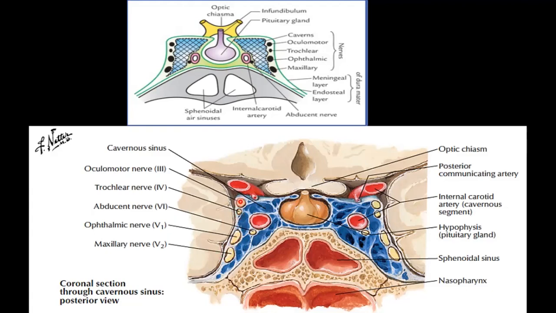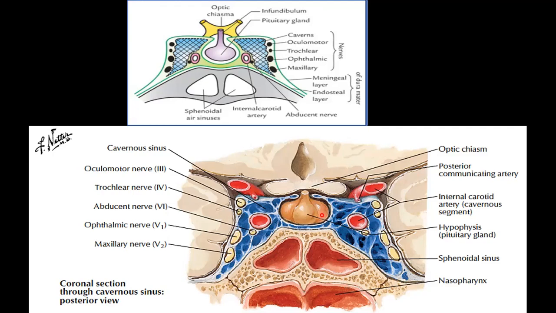3 is oculomotor, 4 is trochlear, 5 part 1, that is the first division of the trigeminal nerve, is the ophthalmic nerve. Then the second division of the trigeminal nerve is the maxillary nerve. Okay, please note that the mandibular nerve, which is the third division of the trigeminal nerve, does not traverse the lateral wall of the cavernous sinus. Please note that.